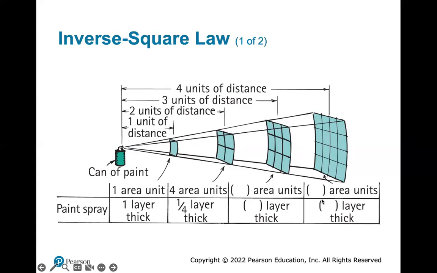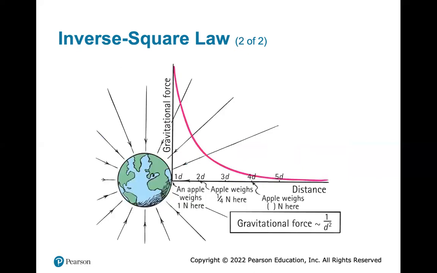Oh, I guess you were supposed to fill those out. But so this is 9 area units. This is 16 area units, and these would be 1/9 layer thick and 1/16 layer thick. So that's how the inverse square law works. And here it is graphically.